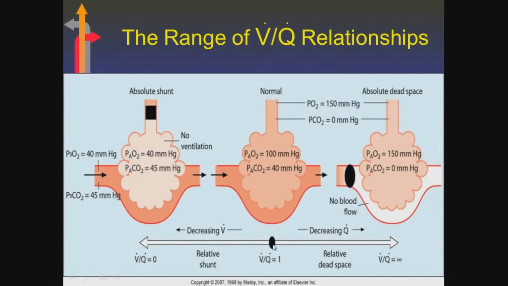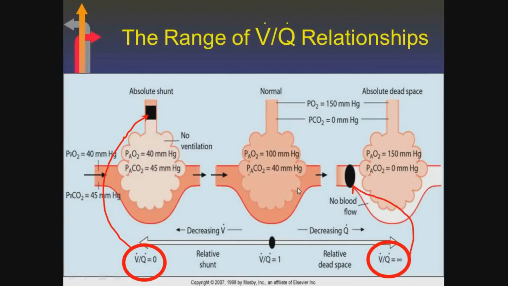Ideally, the ideal VQ relationship would be 1, but because of the variation throughout the lung, it actually is a little bit less than that at 0.8. So shunt being where I have perfusion but no ventilation, a dead space being where I have ventilation but no perfusion. Okay. So I can think of a bazillion questions I can ask on that.